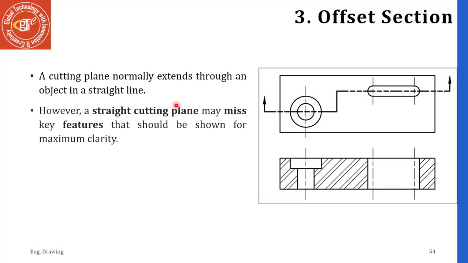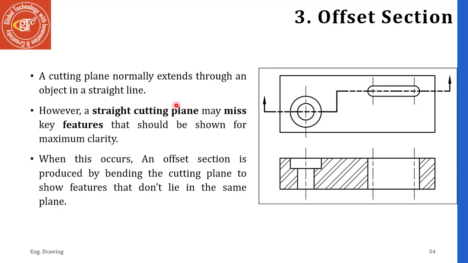The third type of section view is offset section. A cutting plane normally extends through an object in a straight line. However, a straight cutting plane may miss some key feature that should be shown for maximum clarity. So when this situation occurs, an offset section view is produced by bending the cutting plane to show the features that don't lie in the same plane, as shown on the figure on the right side.